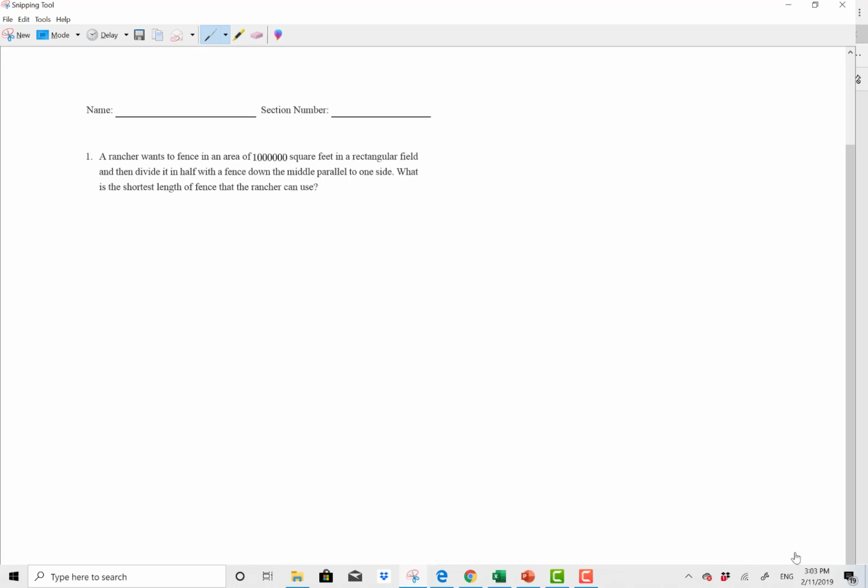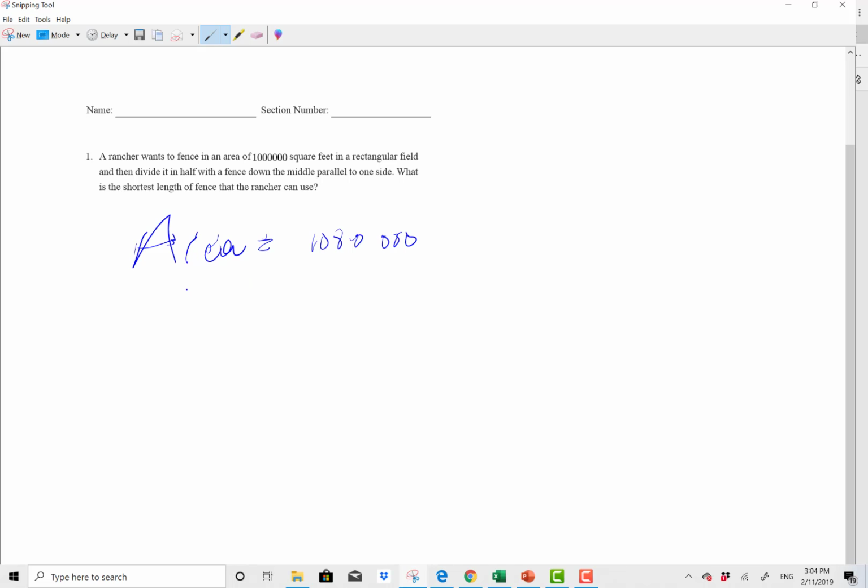So technically this problem wants to minimize the width, but bear in mind there's an underlying concept here that we need to understand. Technically, we're trying to find the length of the width that will actually minimize the perimeter in this case. So we recognize here that the area we already know is equal to 1 million square feet. So we know that.